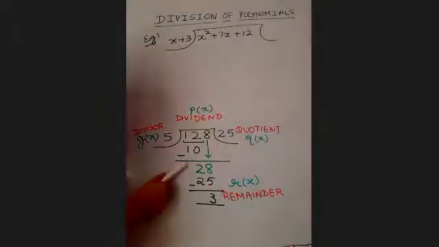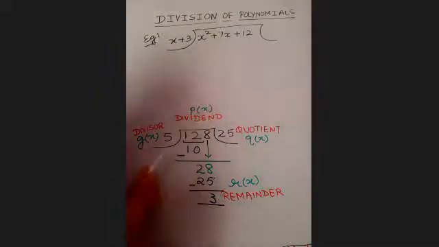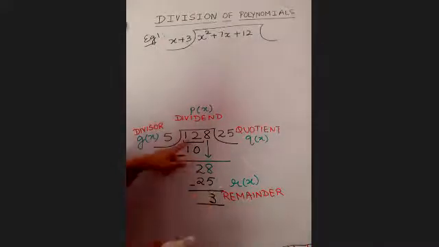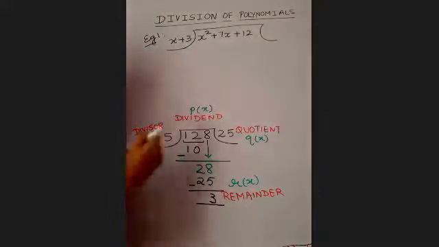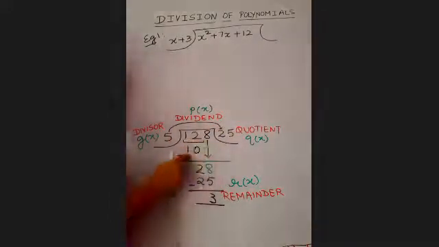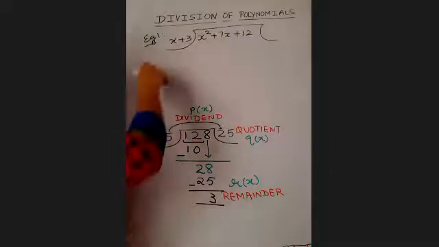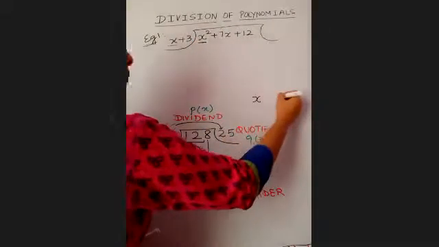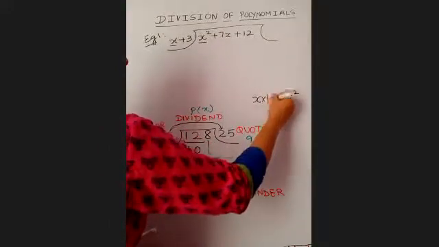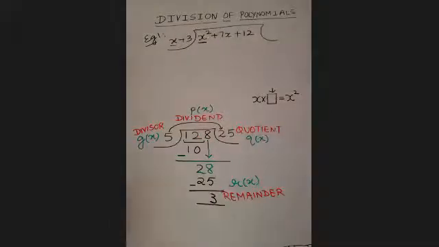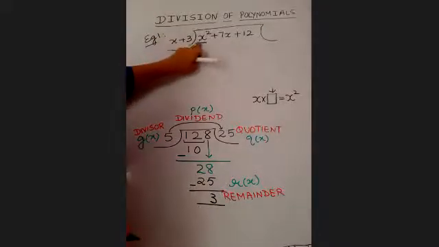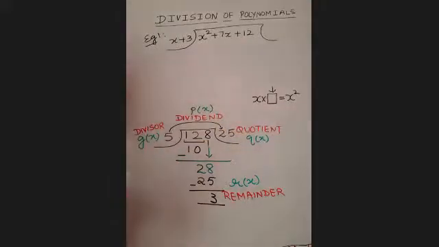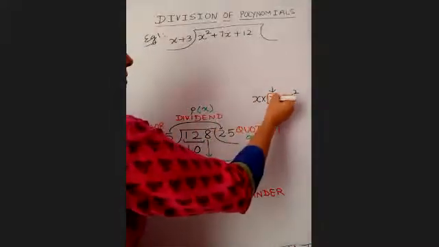We are going to follow the same rule. I'm not rubbing it off because I will be comparing with it. See, 12 was there, right? And we had to look for a number which is multiplied by 5 so that we got 10 or a number smaller than 12. Likewise here, we have x and here we have x square. X is there and we need x square. We will multiply it by x.